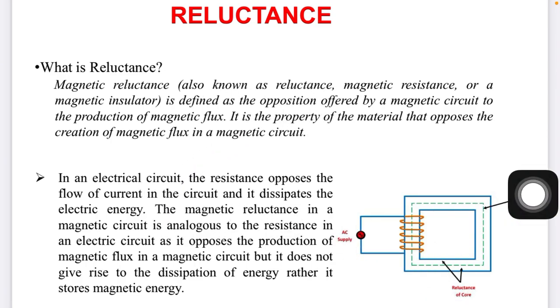In an electric circuit, the resistance opposes the flow of current, right? Now in this chapter we study only the magnetic circuit. So magnetic reluctance in a magnetic circuit is analogous to resistance in an electric circuit, as it opposes the production of magnetic flux in the magnetic circuit, but it does not give rise to dissipation of energy, rather it stores magnetic energy.